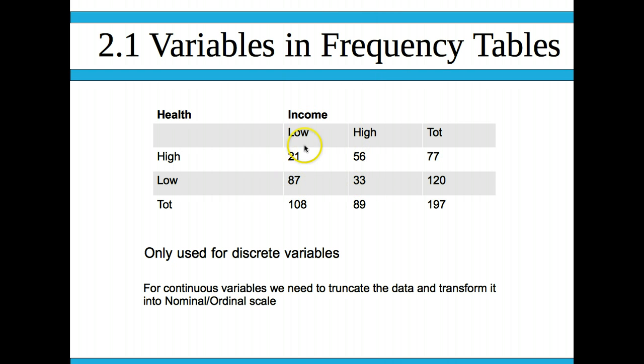The people in this cell, for example, well, they have low income and high health, so they end up in this cell. People in this cell, meanwhile, well, they have high income and high health, so they end up in this cell. And then we sum them all up in these cells here, and the total number of observations I have then will be 197, which is located in this cell.